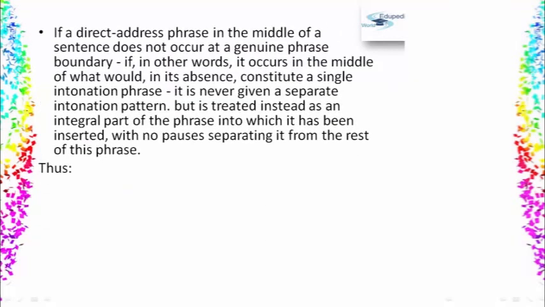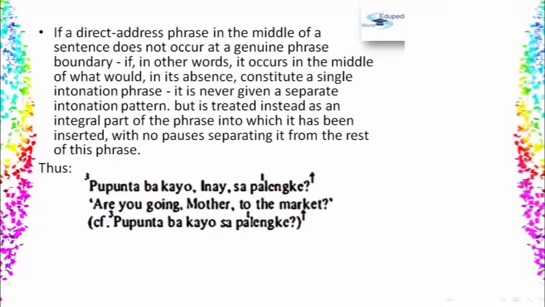If a direct address phrase in the middle of a sentence does not occur at a phrase boundary, if, in other words, it occurs in the middle of what would in its absence constitute a single intonation phrase, it is never given a separate intonation pattern, but it is treated instead as an integral part of the phrase into which it has been inserted, with no pauses separating it from the rest of the phrase. For example, as we said a while ago, pupunta ba kayo, inay, sa palengke? Are you going, mother, to the market? Or you can say, pupunta ba kayo sa palengke?